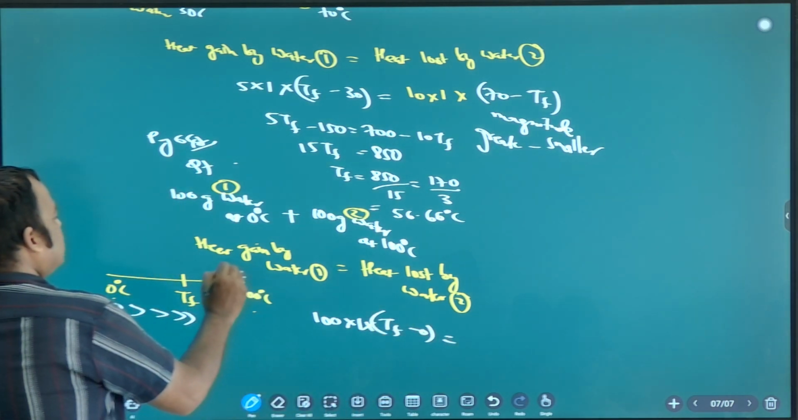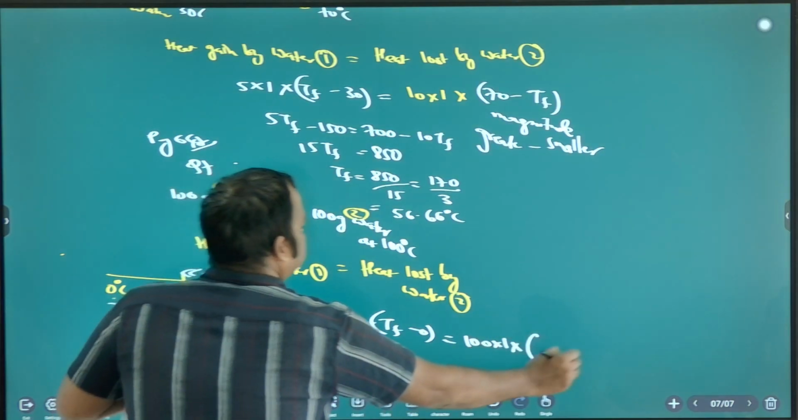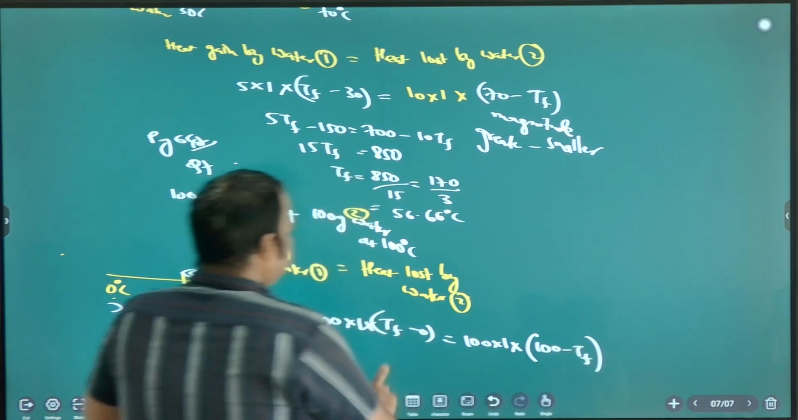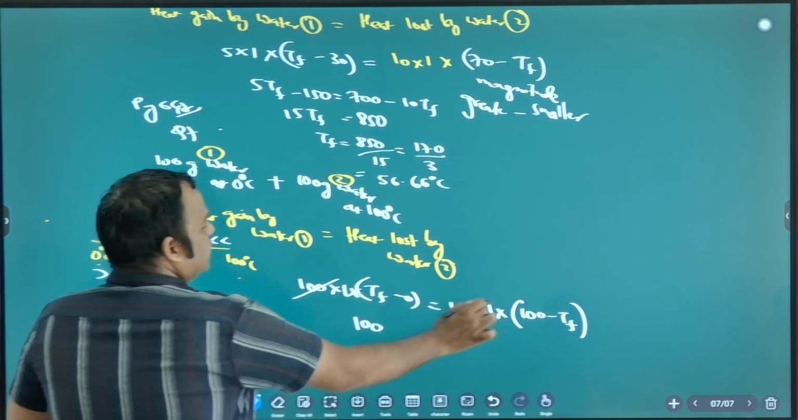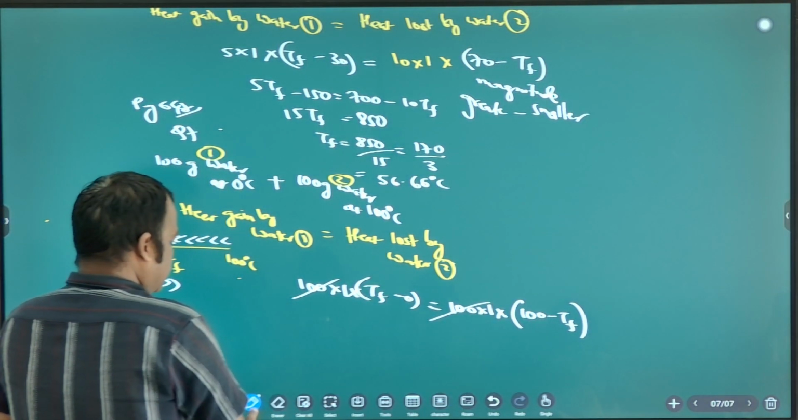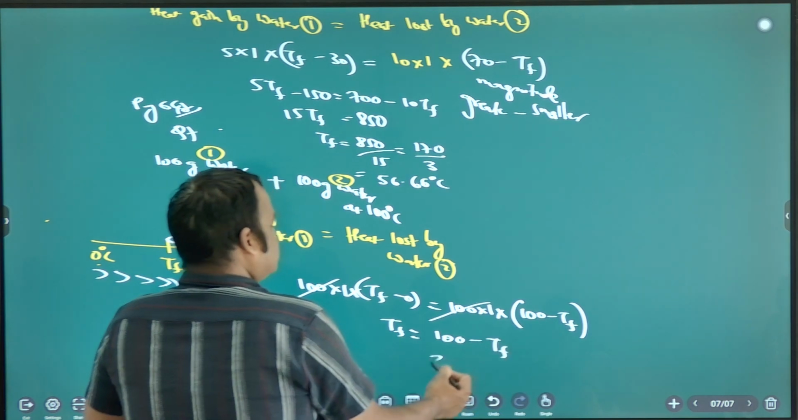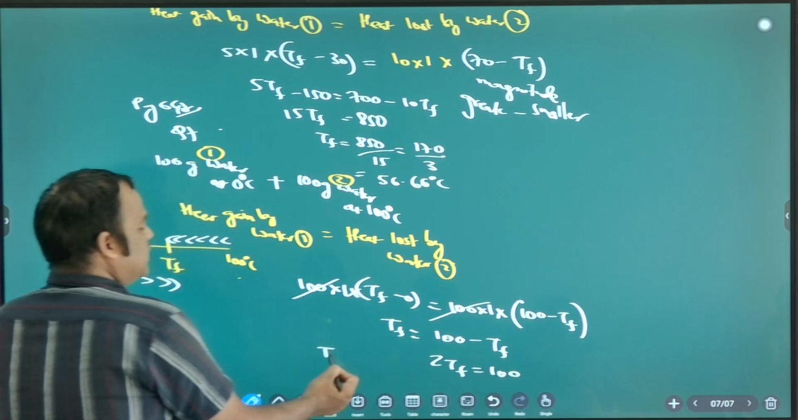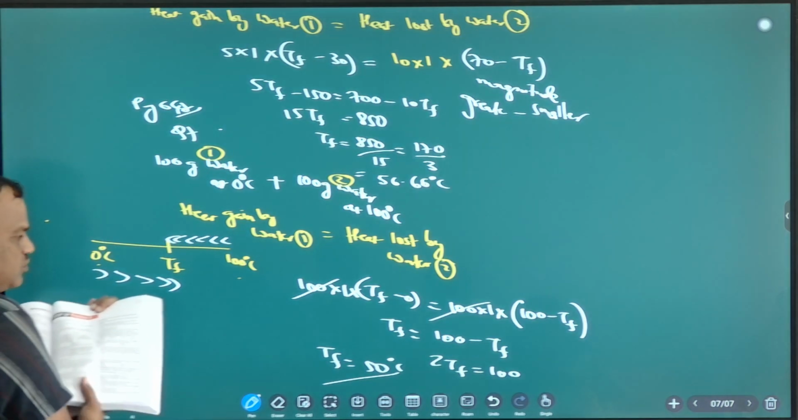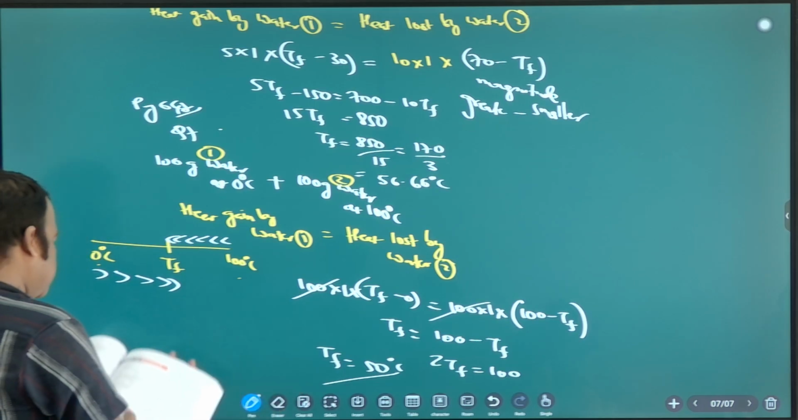And what is the heat lost by water 2? 100 into 1 into 100 minus Tf. Okay, clear? 100 cancel. So what is the answer? Tf is equal to 100 minus Tf. So 2 Tf is equal to 100. So what is Tf? 50. Okay, final temperature is 50 degrees Celsius. Clear?